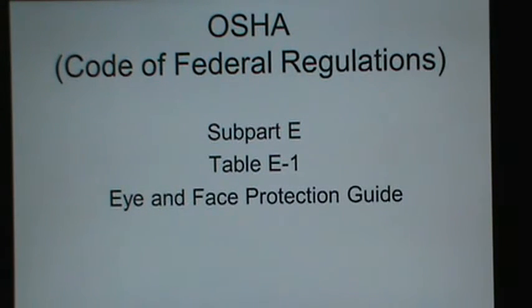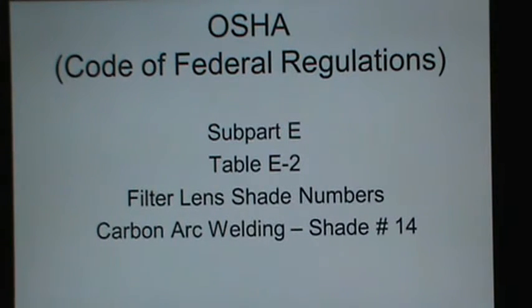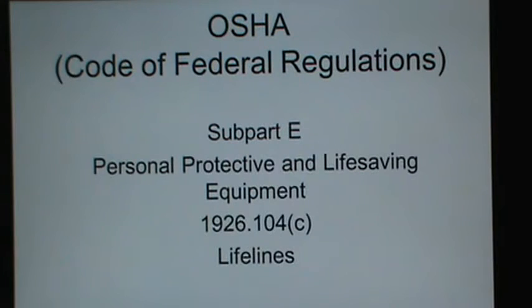Let's go to the table. There's a table close by called table E-2, where you'll have a bunch of diagrams of your different face and eye protection. So take a look at them, and there's a list of what they're called there. You might want to take a minute and get familiar with that. Let's go down to table E-2. Table E-2 discusses welding and cutting operations and what filter lens shade you need. For instance, if you're doing carbon arc welding, then you'll need shade number 14.